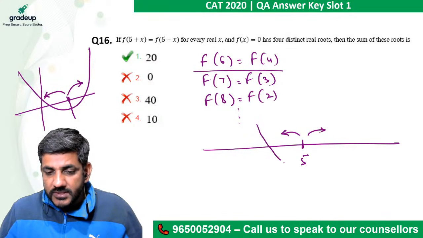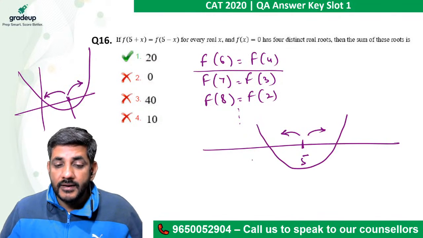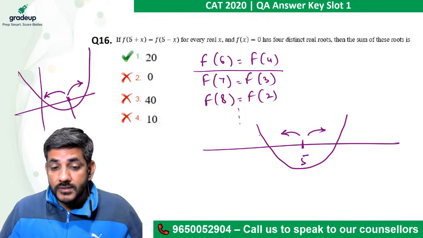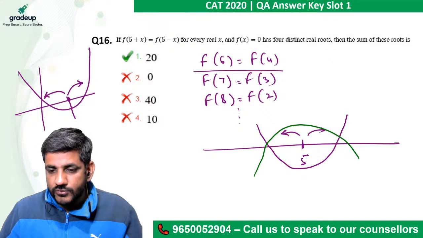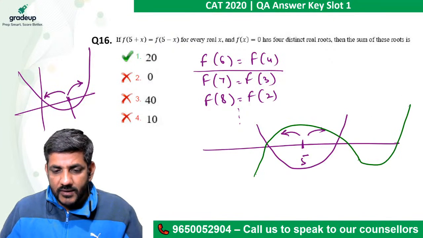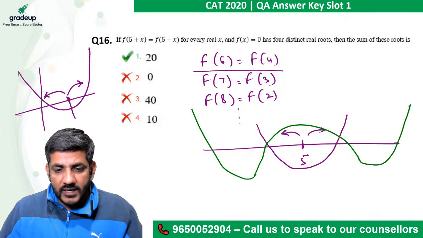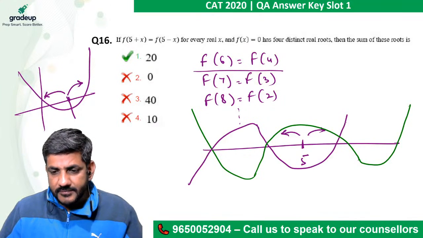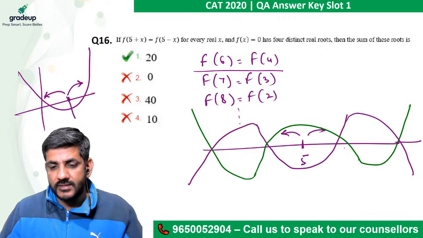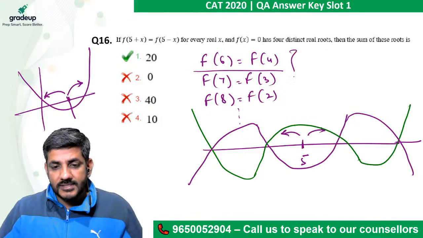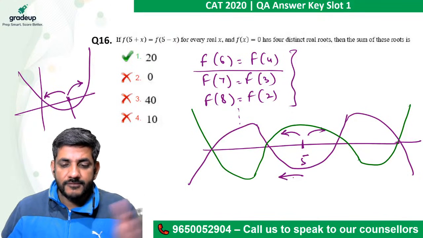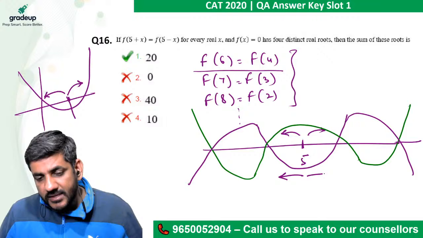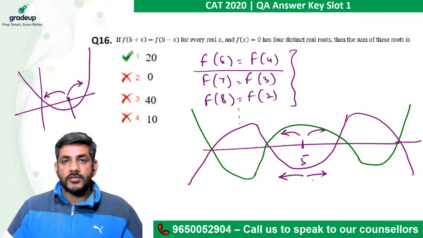So the graph must be something like this, right? But it has got 4 roots. It could have been like this as well. It is also possible that it would be something like this, and since there are 4 roots, either the graph would be like this, or it would be something like this. One of these 2 possibilities is there. But one thing is for sure, this series is telling us that however far left you go from 5, you have to go the same distance to the right to make them equal.